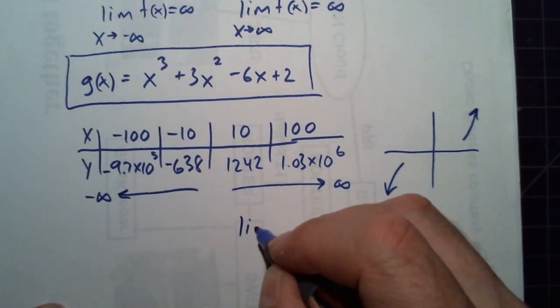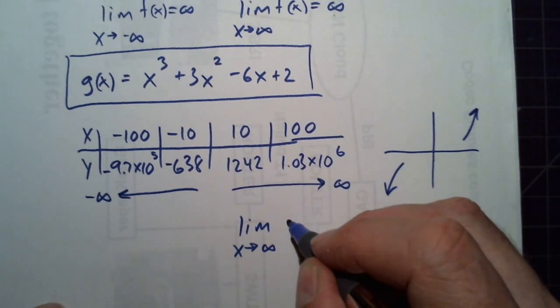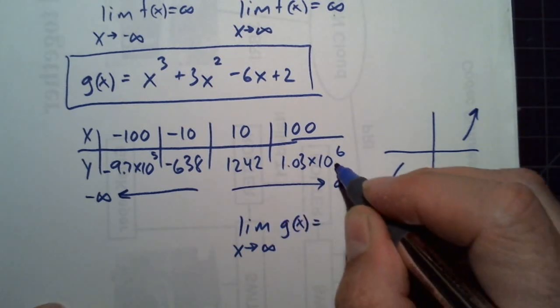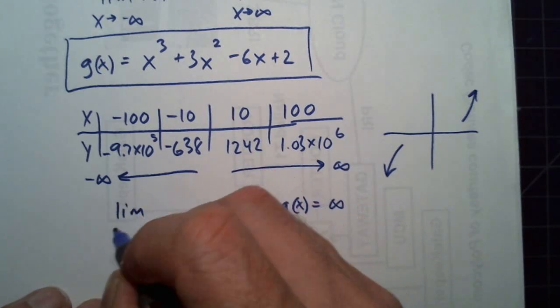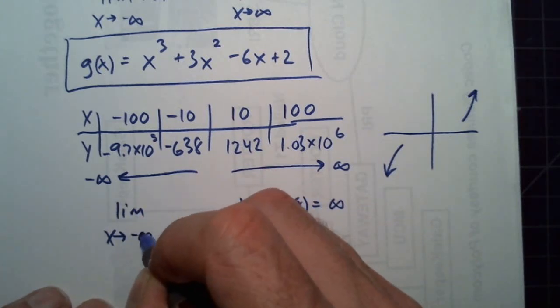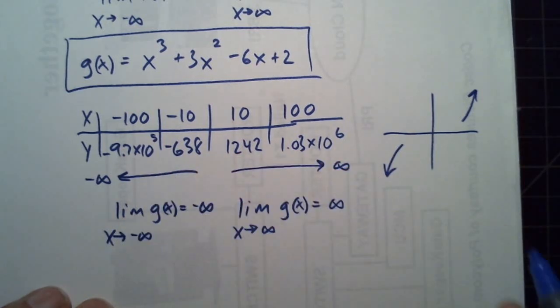And we can write it as the limit as x goes to infinity of g of x is positive infinity. The limit as x goes to negative infinity of g of x is negative infinity.